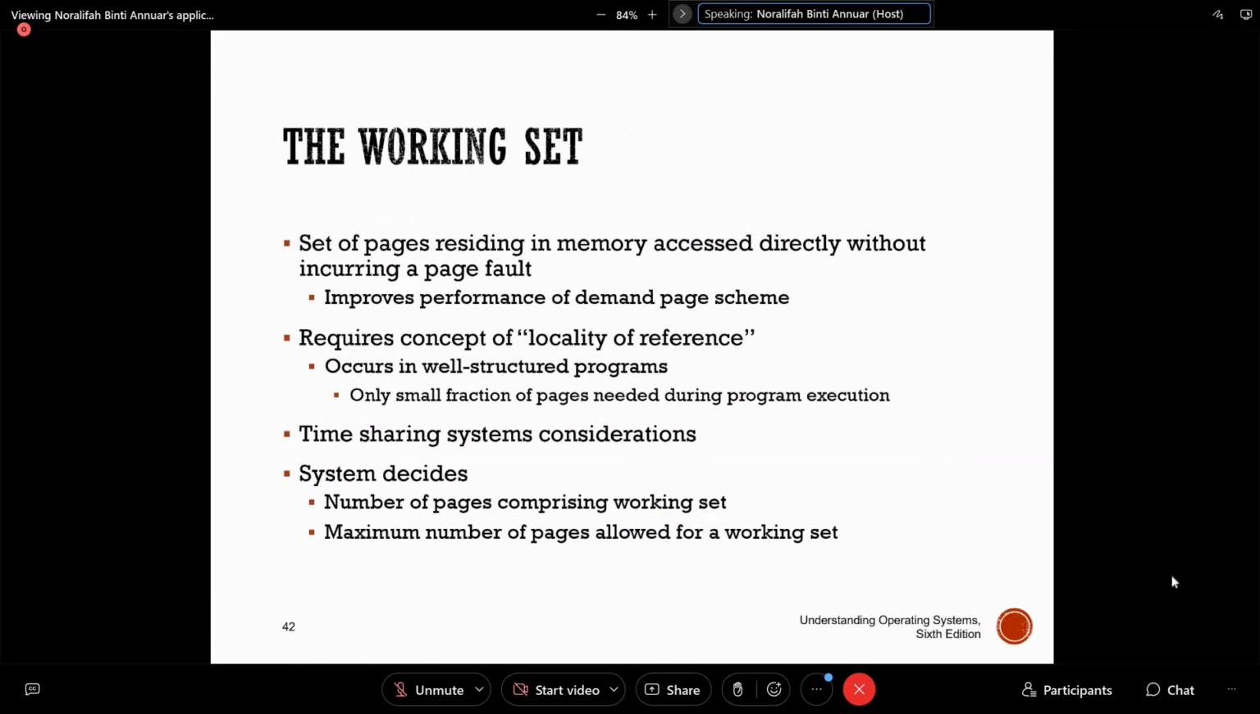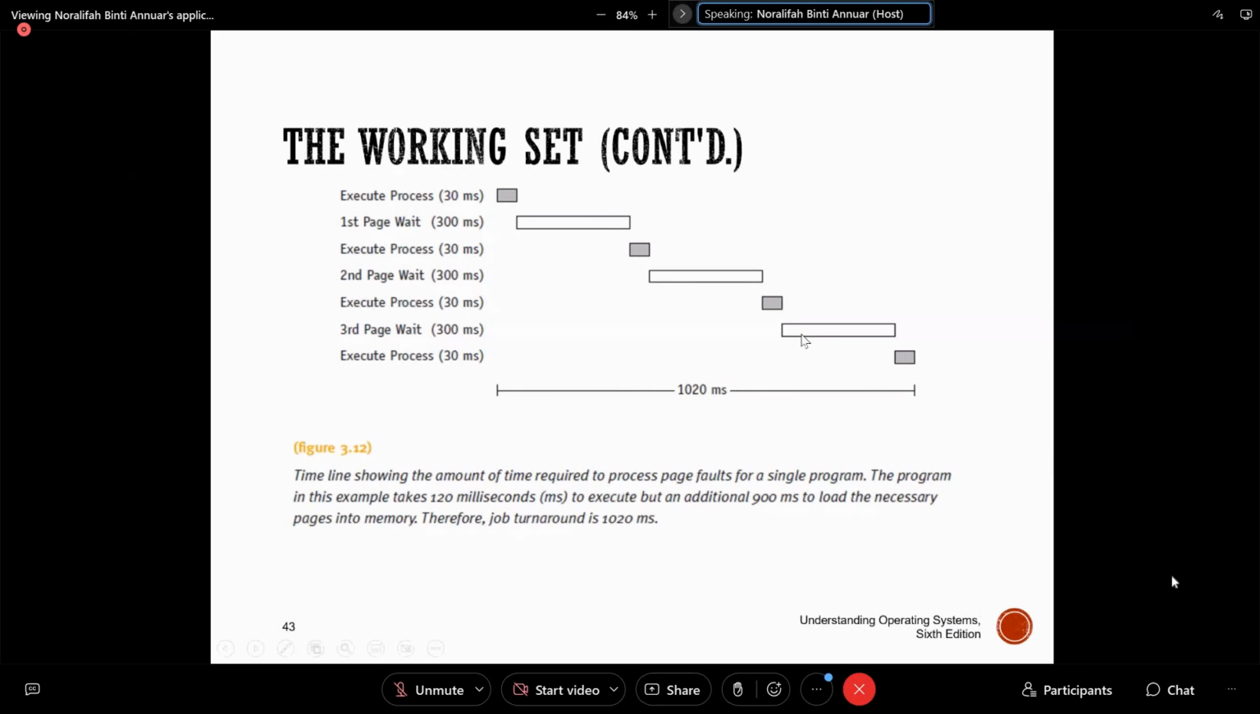Ni working set, let me read first. Working set is kan page tadi divided into a number of pages, so it's a working set. Okay, a number of pages allowed for a working set. Set of pages residing in memory accessed directly without incurring a page fault. A number of pages that can reside inside memory at one time. Okay, itu semua maksud dia. Contoh dia macam ni lah. Timeline showing the amount of time required to process page. Apa benda ni?